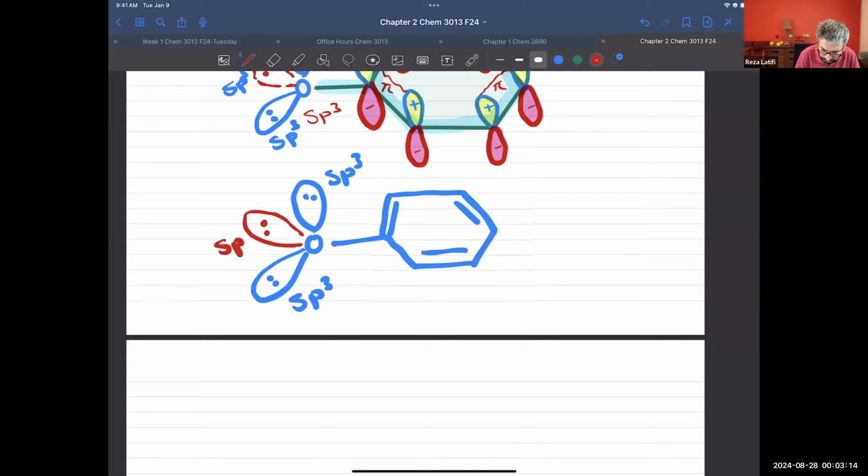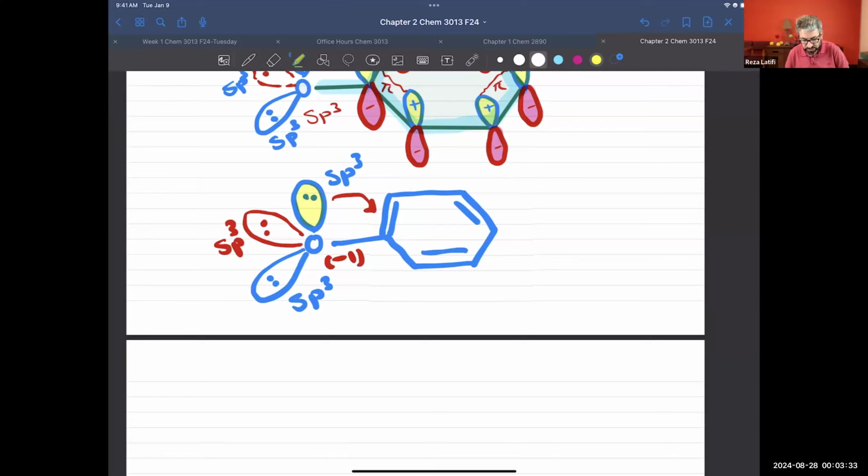That's also sp3. So oxygen right now is -1. Can I share one of these lone pairs, the one that is pointing up, with the ring? Yes, it's possible.